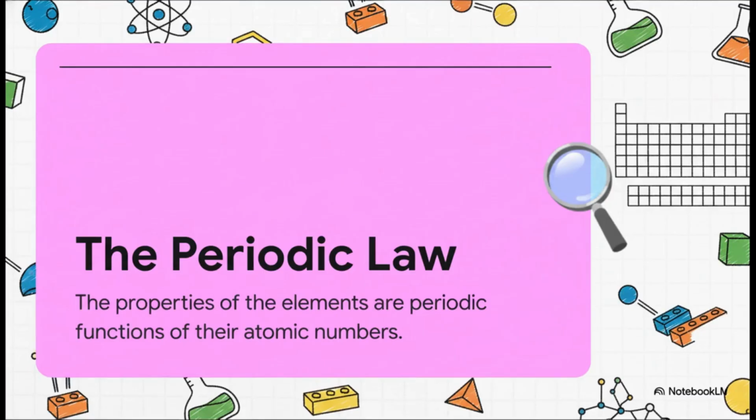And here's the magic rule that makes the whole thing work: the periodic law. All it really means is that when you line up the elements by their atomic number, that all-important proton count, you start to see these amazing repeating patterns in how they behave. Elements in the same column? They're like family. They act in very similar ways.